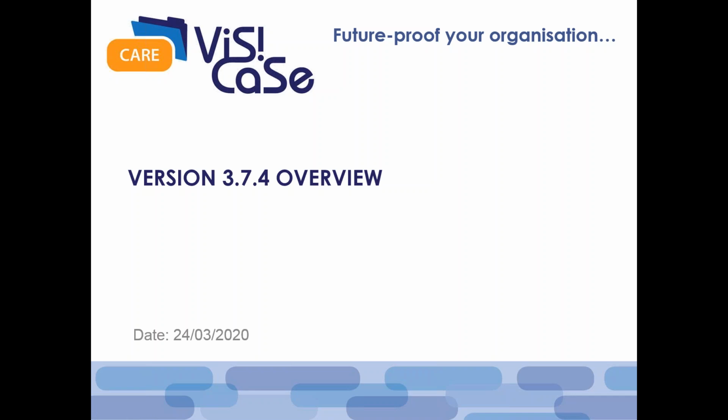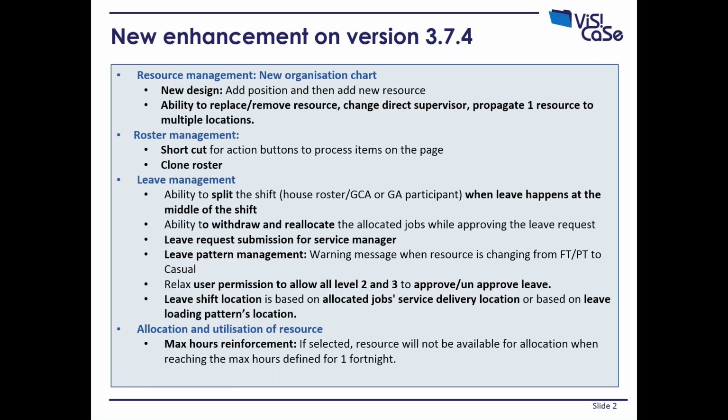With the release of 3.7.4, we've brought in 9 major functionality changes that will have some sort of impact on your business. Firstly, we've brought in resource management. So we've upgraded the overall look and appearance of the resource management page. What that means is we can now have the ability to replace and remove resources. We can change direct supervisors, and propagate resources from one location to a variety of other locations.